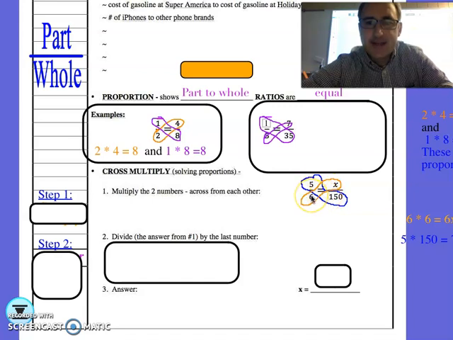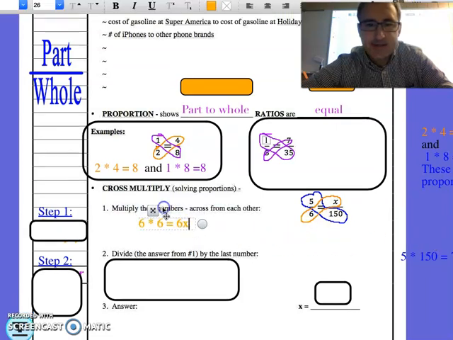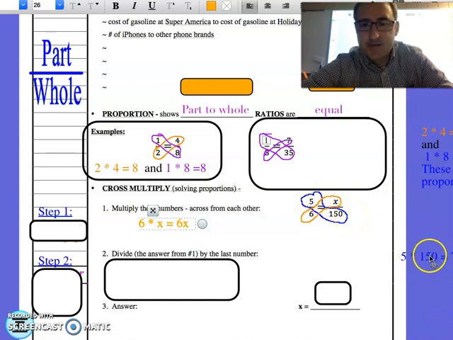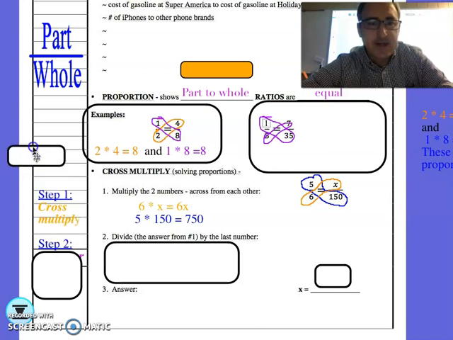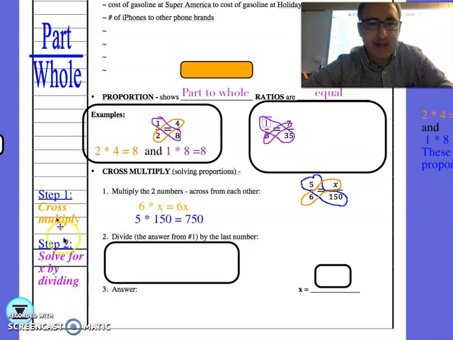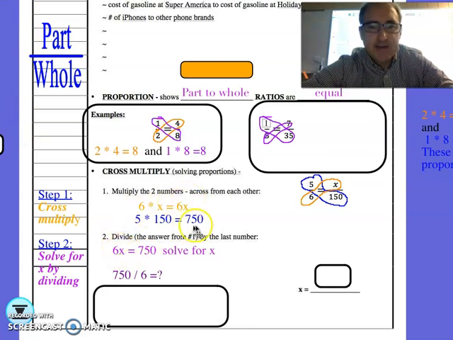Again over here, 6 times x is, I mistyped this. 6 times x is 6x. 5 times 150, use your calculator. That's right, 5 times 150 is 750. So again, my first step was to cross multiply 6 and x to get 6x, and 5 and 150 to get 750. My second step, which I wrote over here on the side, is to solve for x. Remember, we're going to solve for x by division. So if you look down here, I combined these two answers into an expression, 6x equals 750.